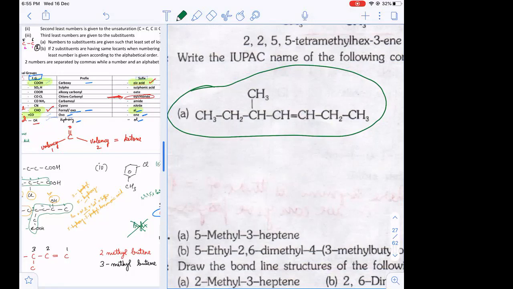5-methyl hept-3-ene. Okay, let's check. 1, 2, 3, 4, 5, 6, 7. 5-methyl hept-3-ene. Perfectly correct. That is the correct answer. Let's move forward.